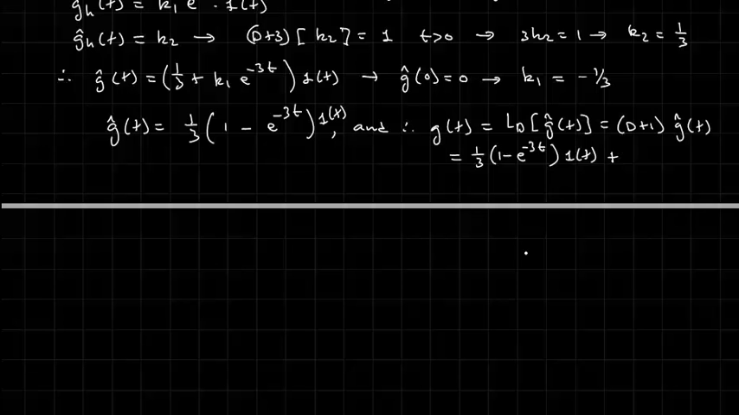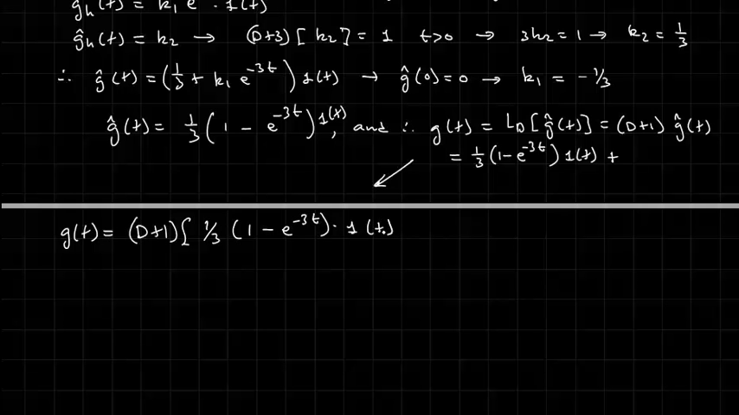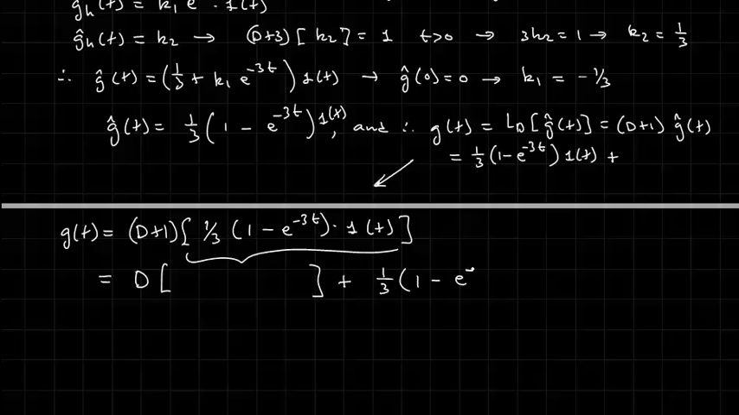Okay. Let me write this on a new page here, because it's going to be long. We have g of t is equal to D plus 1 operating on 1/3 times 1 minus e to the minus 3t times 1 of t. All right, that's going to be D operating on all of this, okay, plus 1/3 times 1 minus e to the minus 3t times 1 of t.